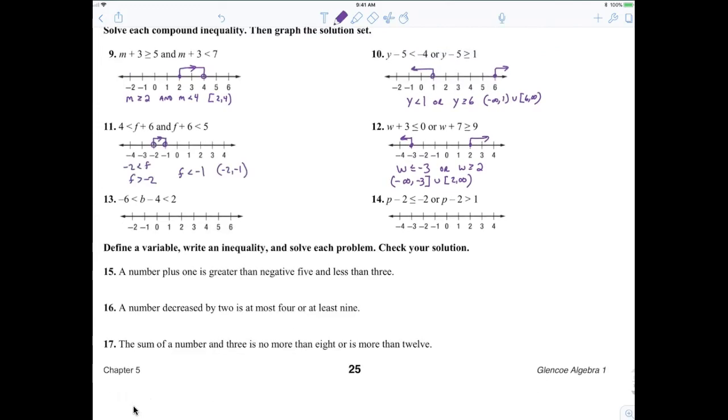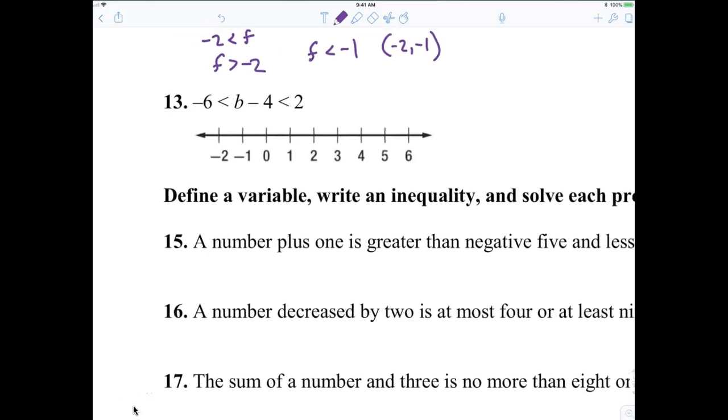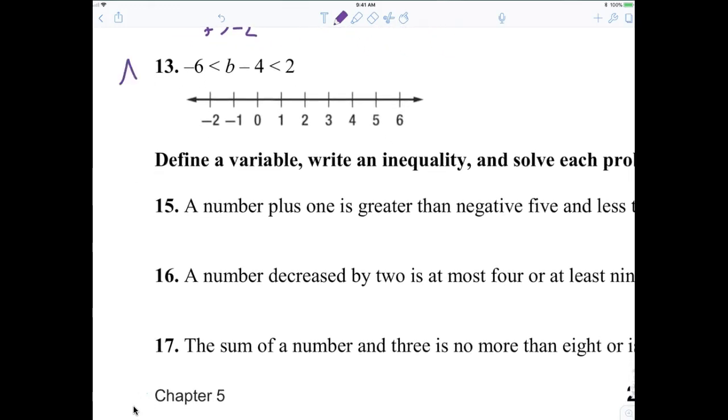Okay, now let's put a star by number 13. Now look, I don't understand again why this was tricky.